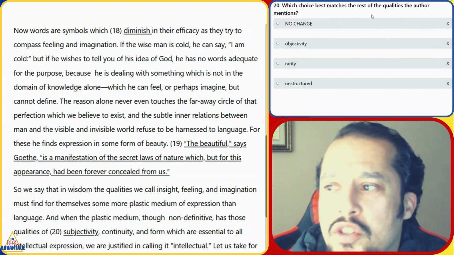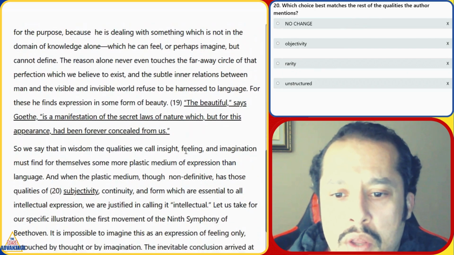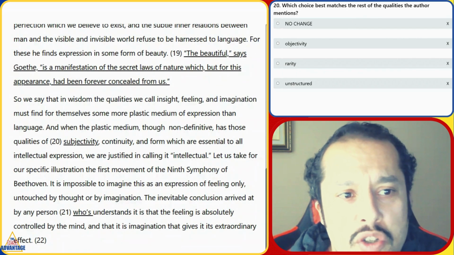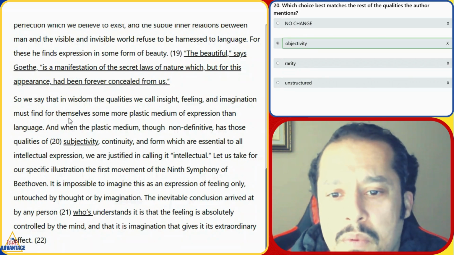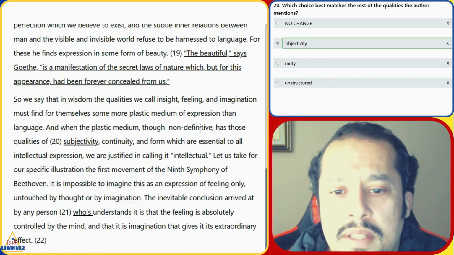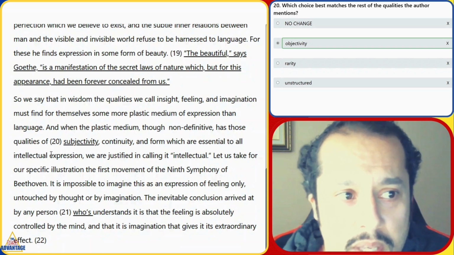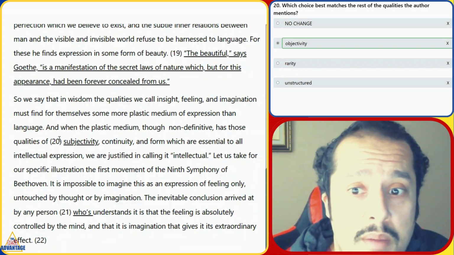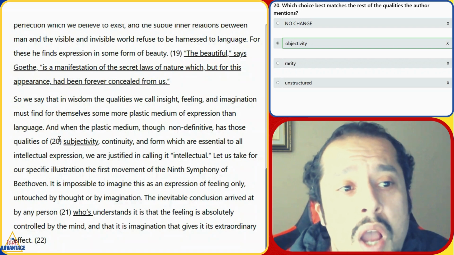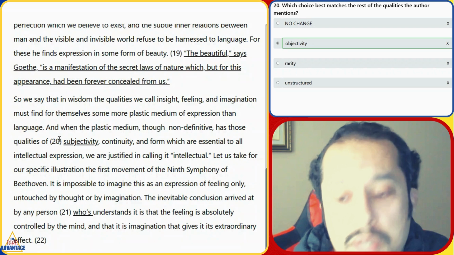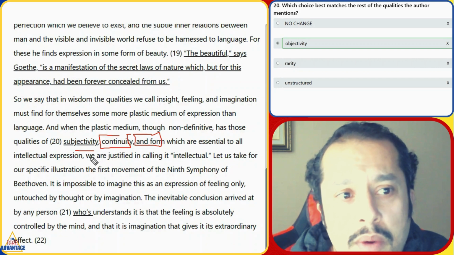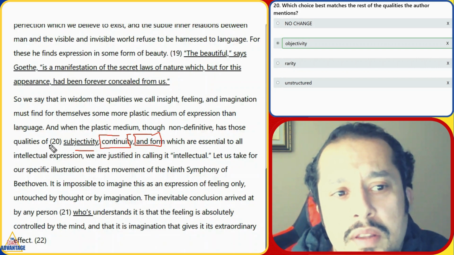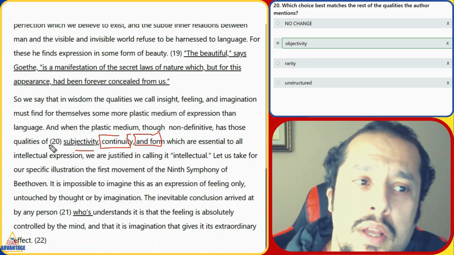Number 20, which matches the rest of the qualities the author mentioned. So which one matches the rest of the qualities? So here with number 20, I'll definitely go with answer B, objectivity, right? And on the plastic medium, though non-definitive, has those qualities of objectivity. ده يرجع لبداية الباسج by the way. صح؟ بنتكلم عن objectivity في بداية الباسج. وبرضه في the qualities of continuity and form. Continuity and form. Right? What do these suggest? That the author بيقول حاجات ديت essential for intellectual expression.